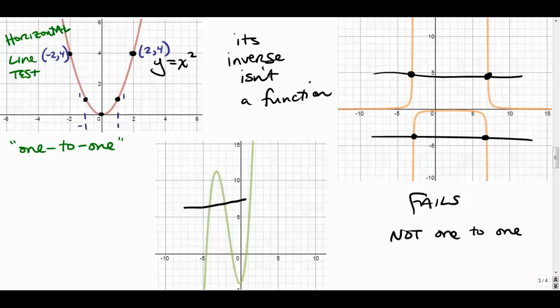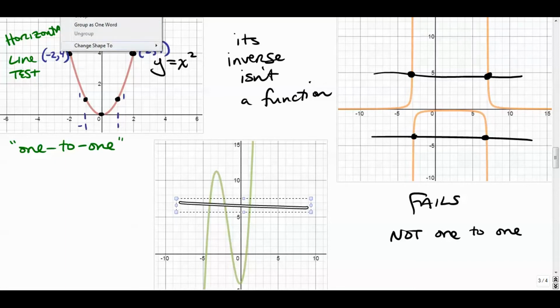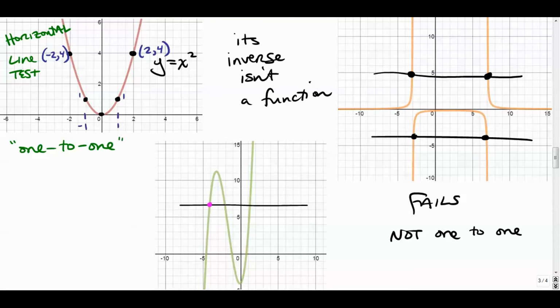Down here again, you can see, that's a terrible horizontal line. Let me change that to a line here. You can see that horizontal line touches the graph at 3 points. 1, 2, 3. So this function is not one-to-one, and therefore it doesn't have an inverse that is a function. Functions that have inverses must be one-to-one.